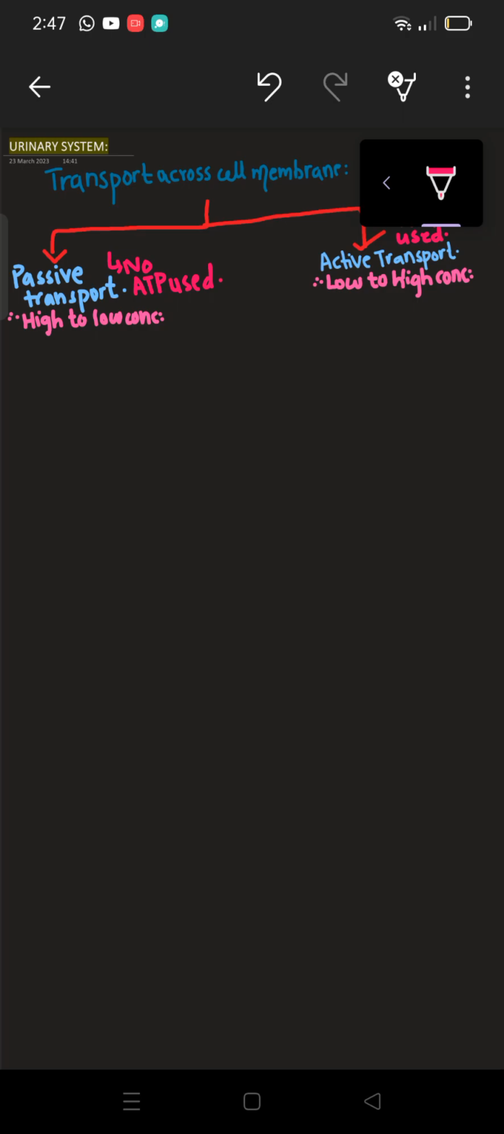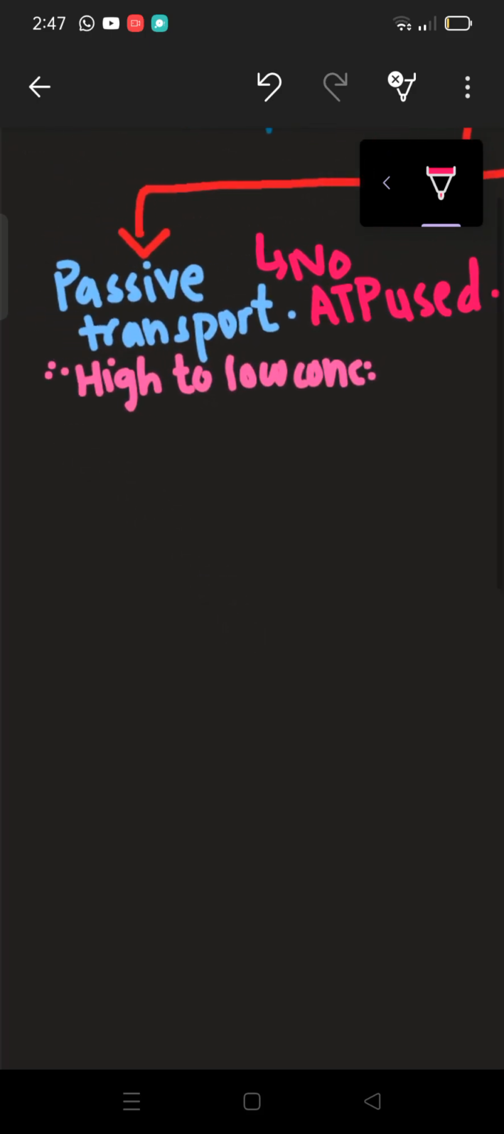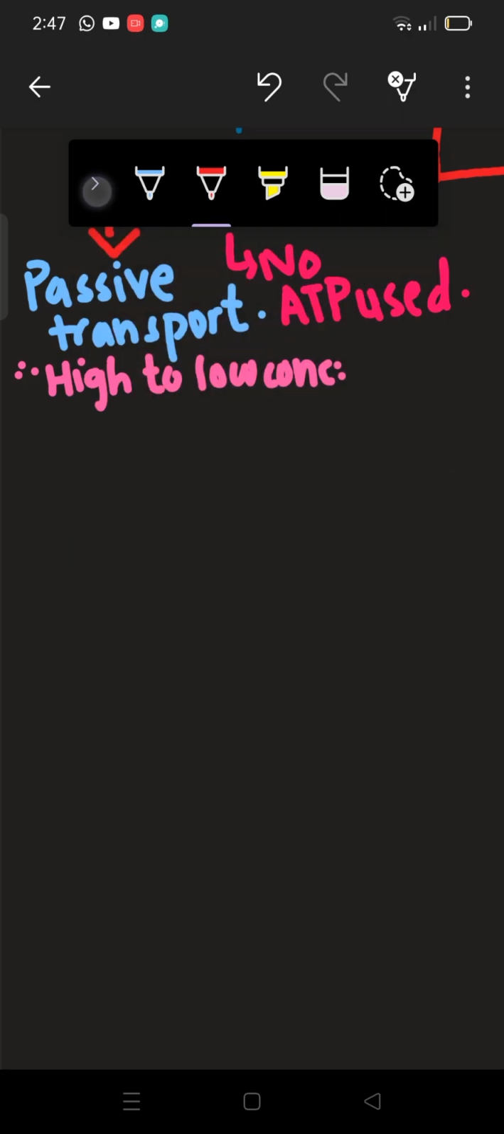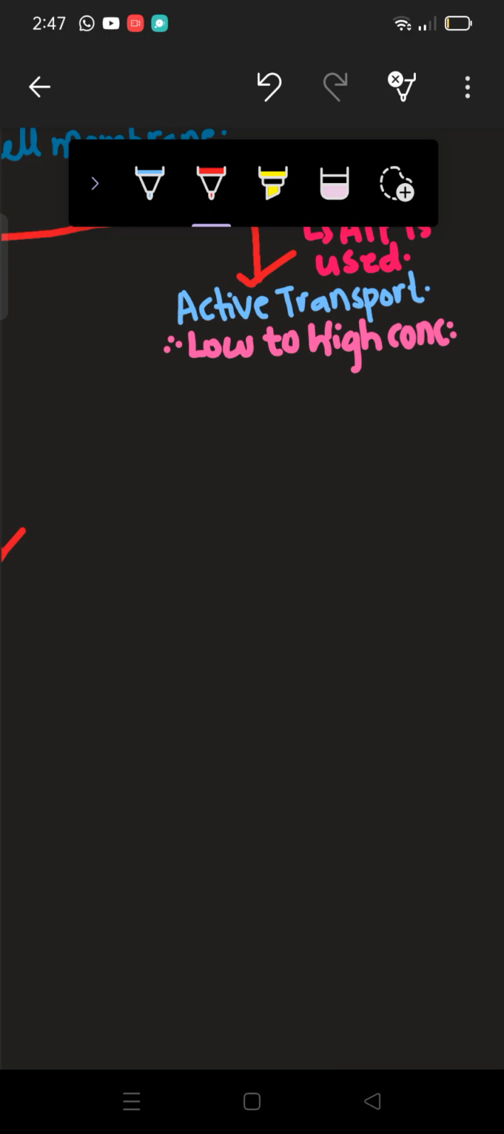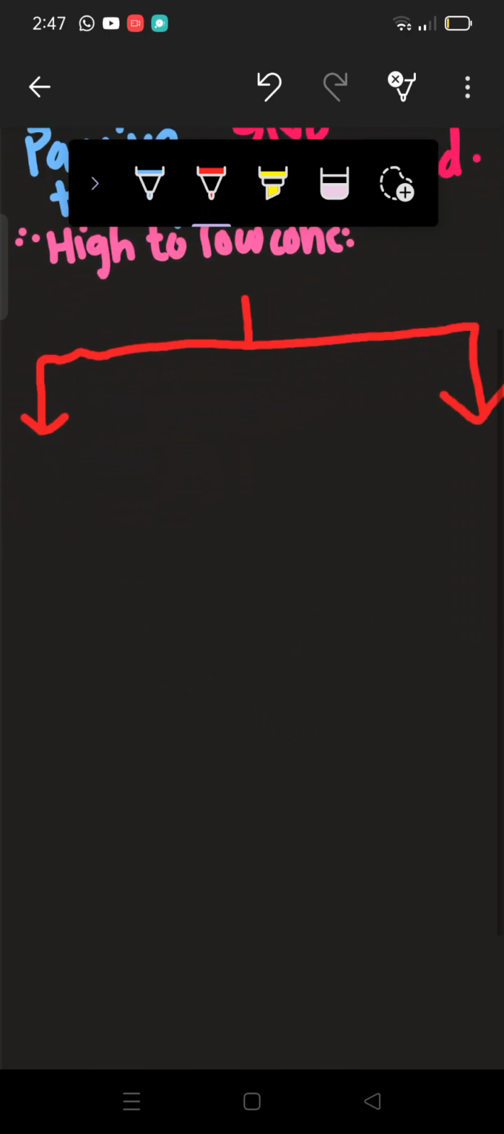Now these are further classified into two types. Passive transport has two types, which are simple diffusion and facilitated diffusion. I can draw the classification here. Active transport is again divided into two parts, primary active transport and secondary active transport.